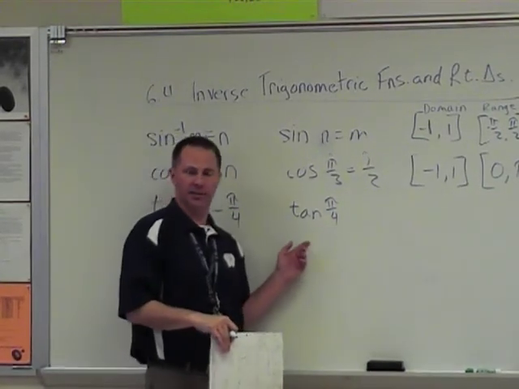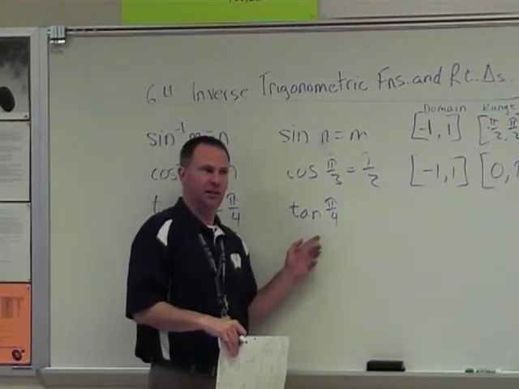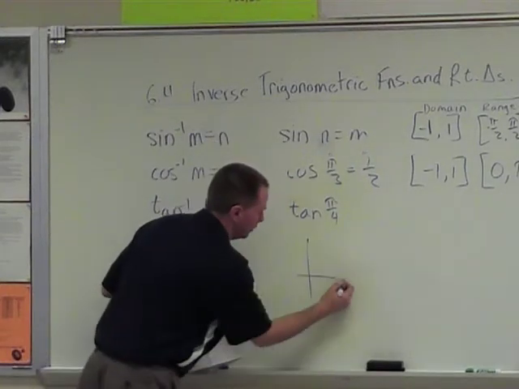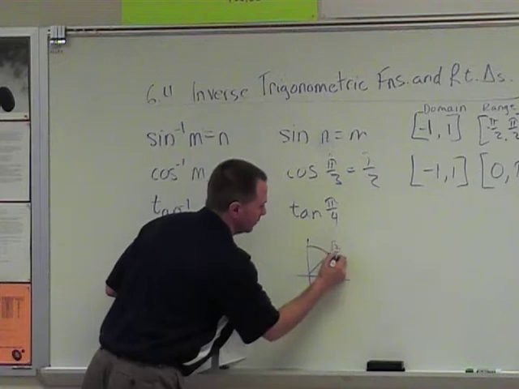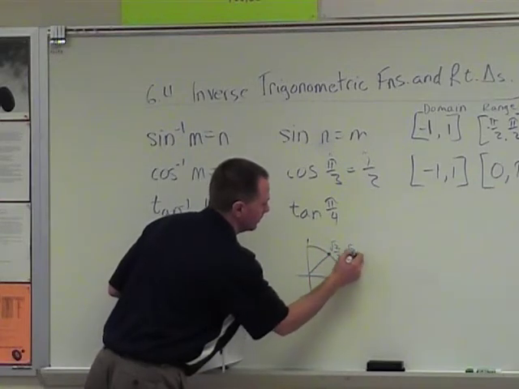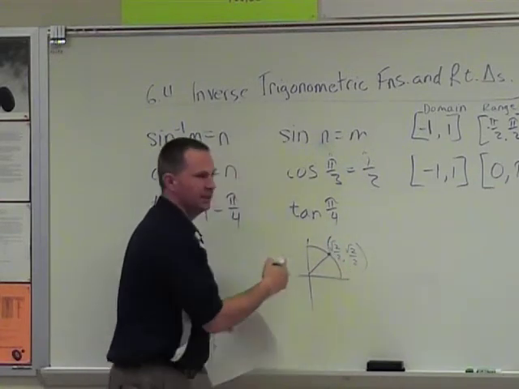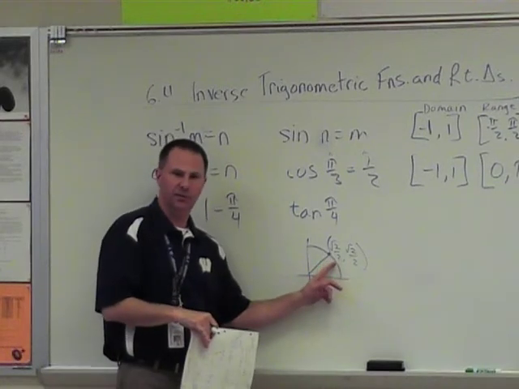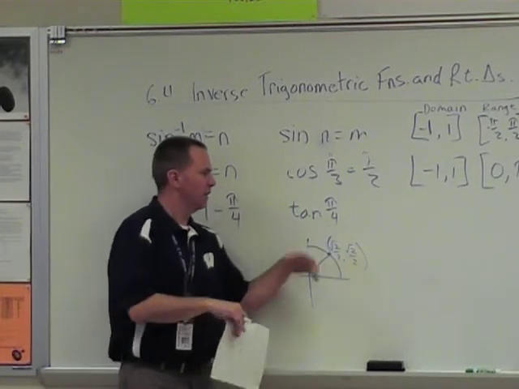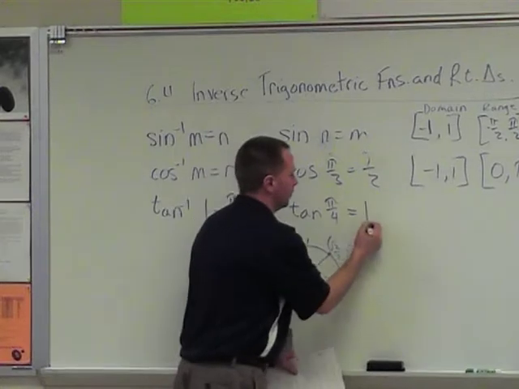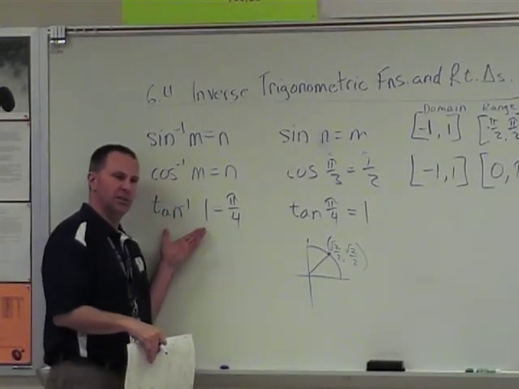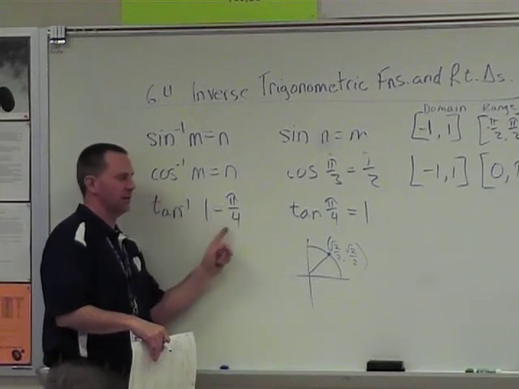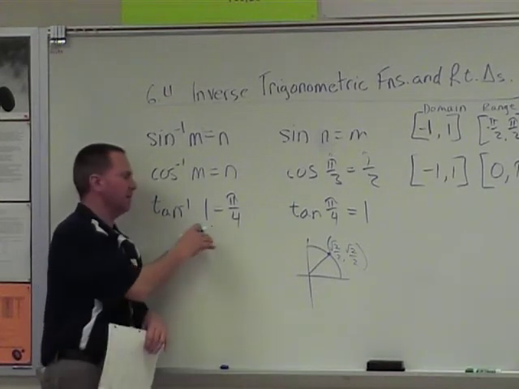Tangent is y over x, isn't it? And at pi over 4 on your unit circle, that's 45 degrees. That coordinate is radical 2 over 2, radical 2 over 2. If I put y over x, isn't that something over itself? Which is 1. So the answer of tangent of pi over 4 is 1. I can use the arctangent, or the inverse of the tangent of 1, and that'll tell me it's pi over 4. Now your calculator won't do that.